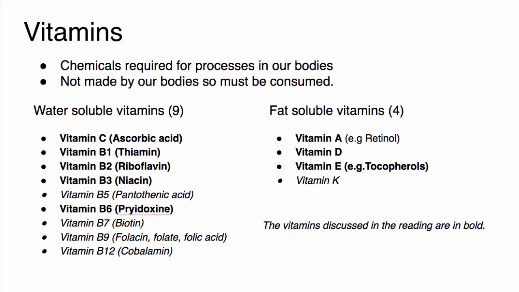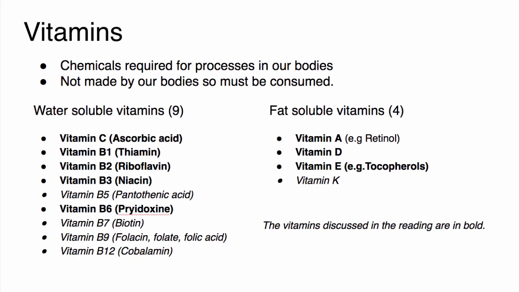Vitamins we haven't talked a huge amount about, so this lesson focuses a little bit more on them. So vitamins are simply chemicals that are required for different processes in our bodies. And they're not made by our bodies, so we must consume them from our food sources. And there's about 13 recognized vitamins, 9 of which are water soluble. The ones in bold are the ones that are referred to in the text. And then there's 4 fat soluble vitamins.